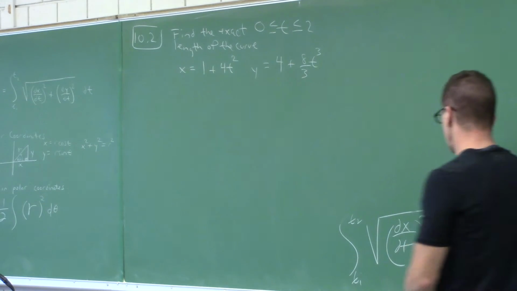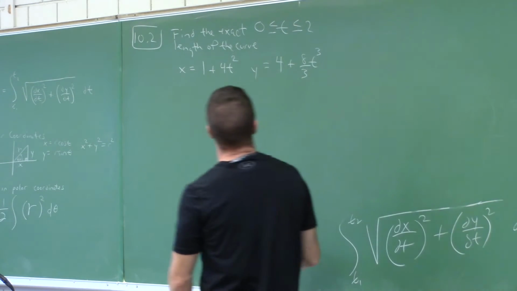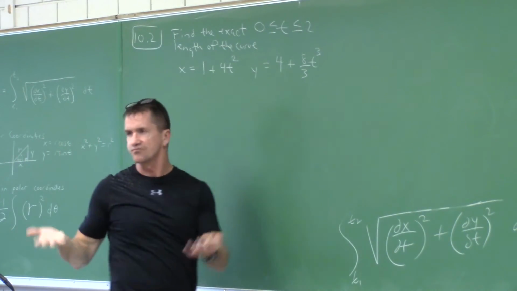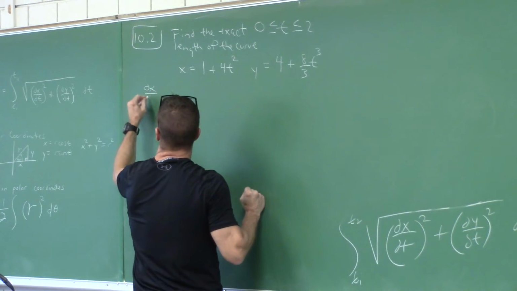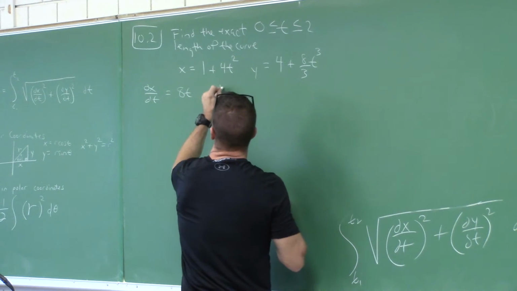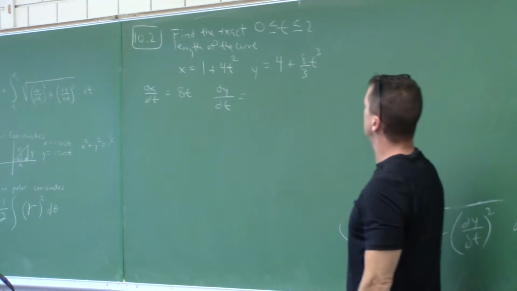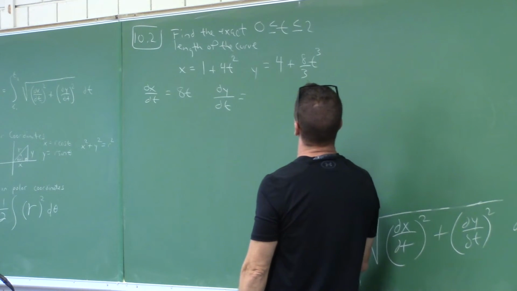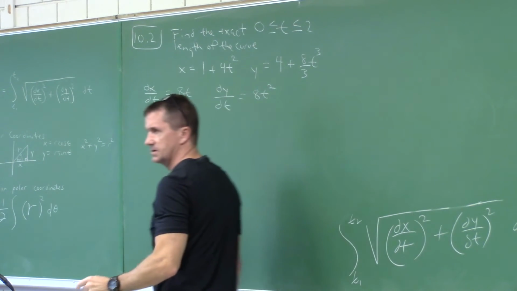So we're going to do the integral of the square root of dx/dt squared plus dy/dt squared. So first thing is we've got to get these derivatives, right? But the limits of integration are just going to go from 0 to 2, true? What's the derivative of x with respect to t? 8t. And what's the derivative of y with respect to t? 8/3 times 3, then t squared. Is that 8t squared? So far so good.